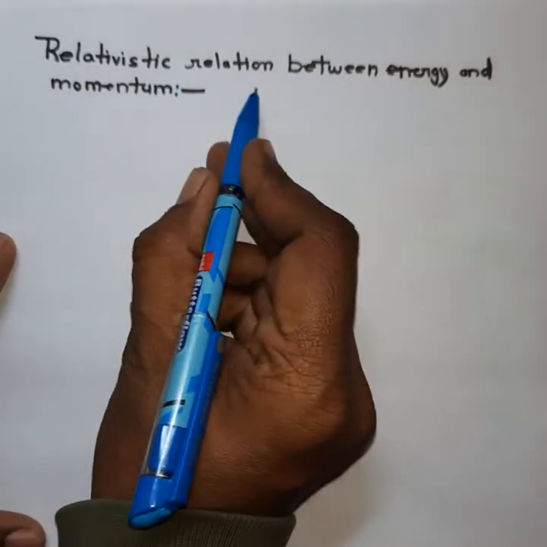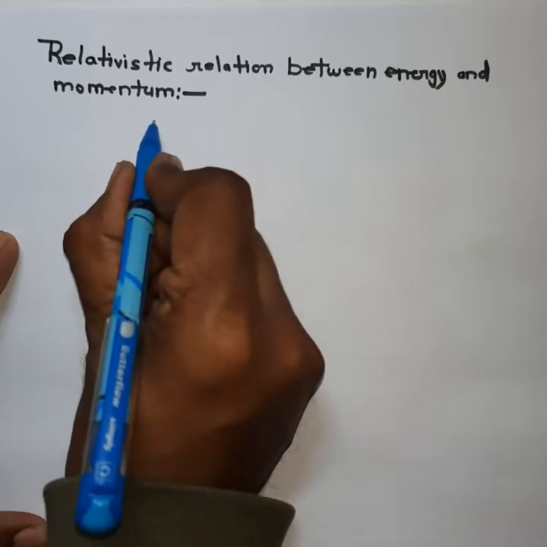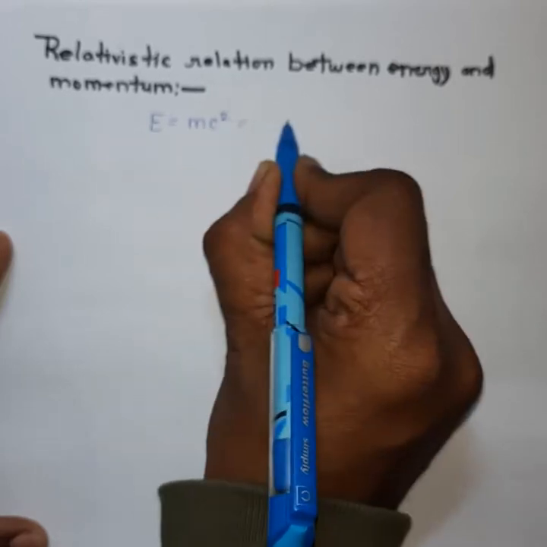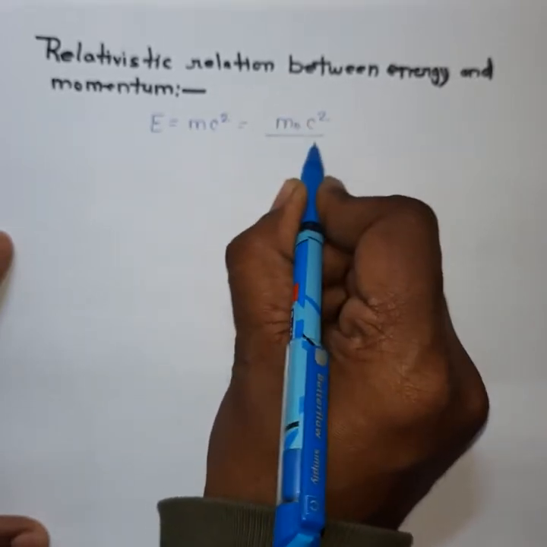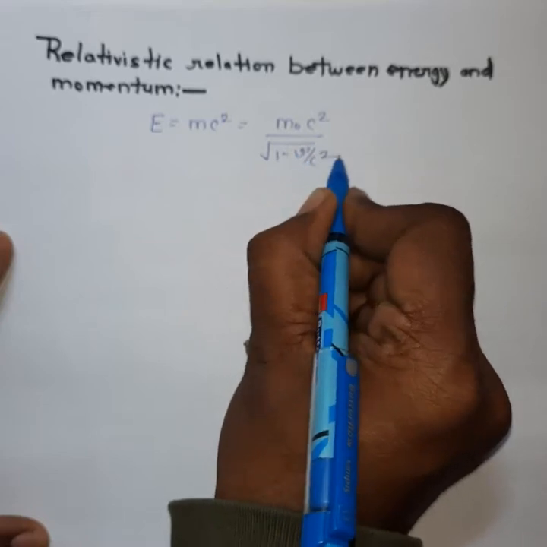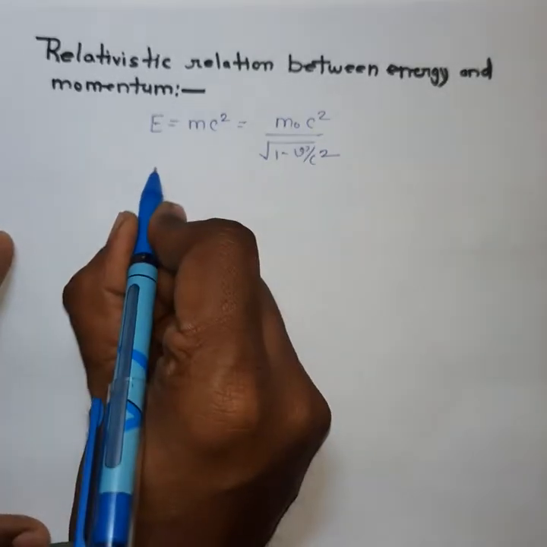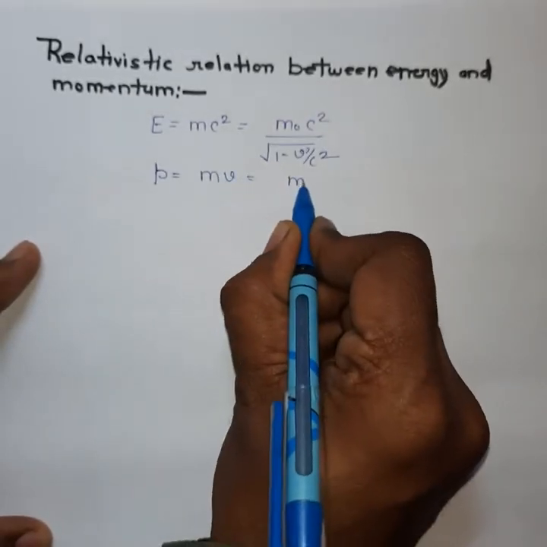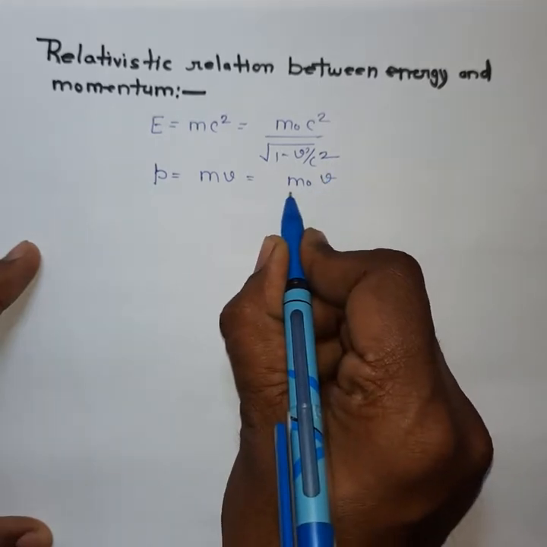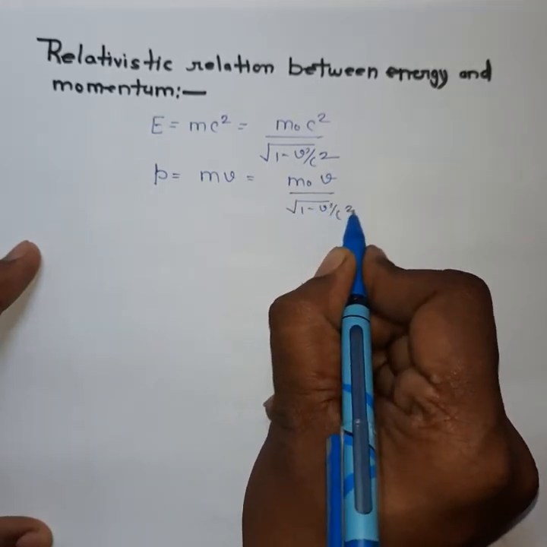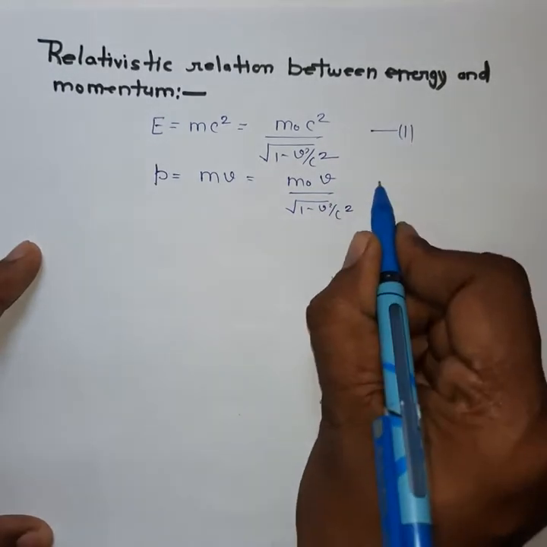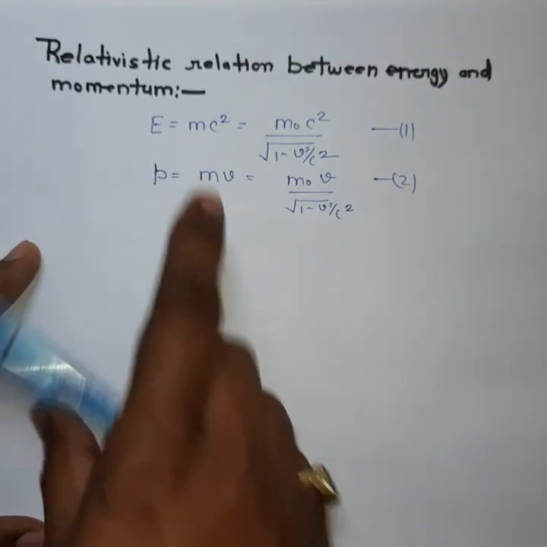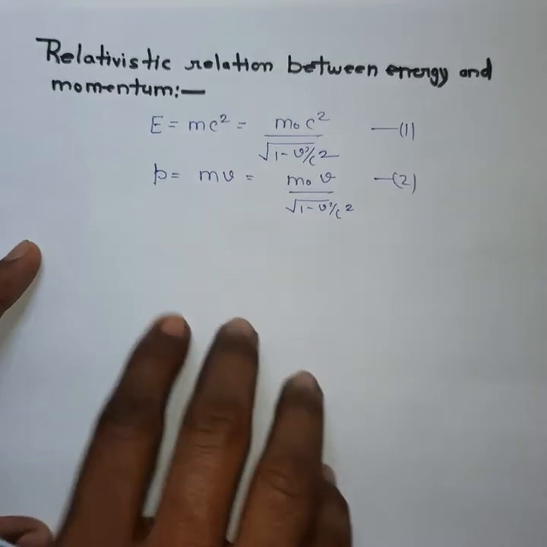Now we'll discuss the relativistic relation between energy and momentum. Now you know that relativistic energy is given by E = mc square, and it can also be written as m naught c square divided by the square root of 1 minus v square by c square. And relativistic momentum is given by p = mv, and it is equal to m naught v divided by the square root of 1 minus v square by c square. So equation 1 and equation 2 are the energy and momentum. So you have to find out the relation between E and p.